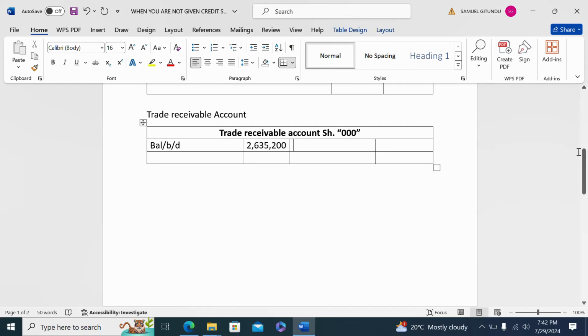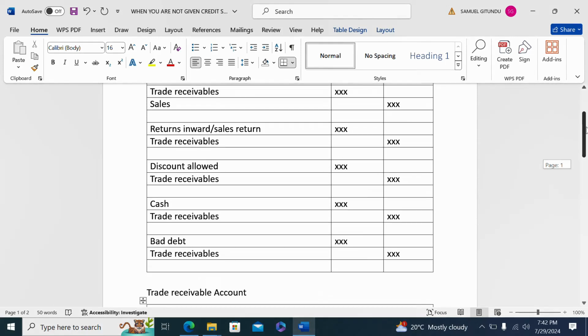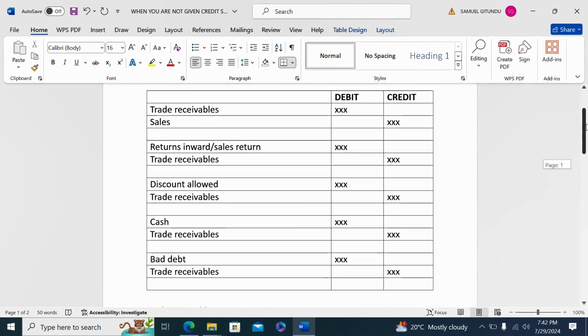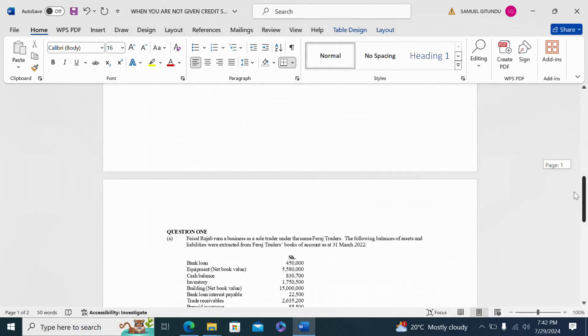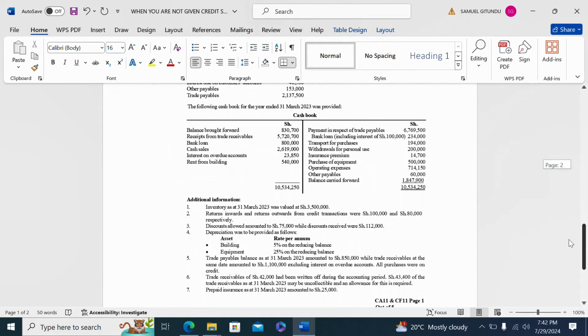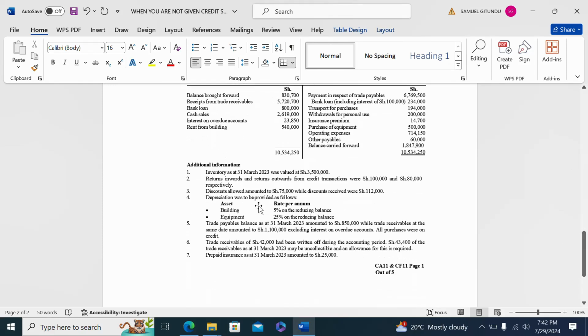Then from there, we go to the next step. We find out whether there were any returns inward or sales returns so that we can credit the trade receivable account. Were there sales returns or returns inward? In additional information number 2, we can see that the returns inward and returns outward from credit transactions are 100,000 and 80,000 respectively. So we are only concerned with the returns inward, which is 100,000.